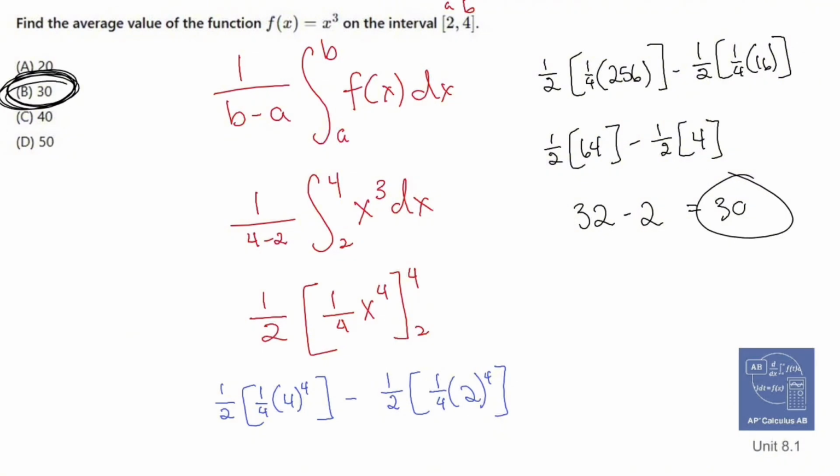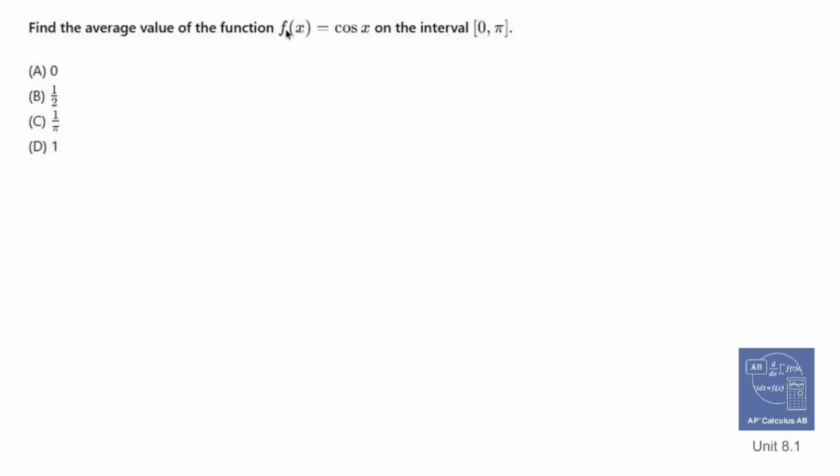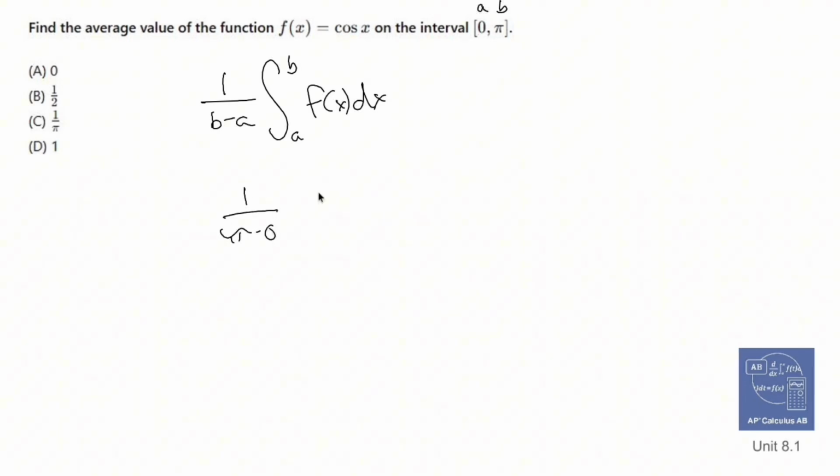Isn't that fun? Find the average value of the function f of x equals cos x on the interval 0 to pi. We are going to use the average value integral. That's 1 over b minus a, where a is 0 and b is pi. And then we multiply that by the integral from a to b of f of x dx. So now let's plug stuff in. 1 over pi minus 0 times the integral from 0 to pi of f of x, which was cos x dx.